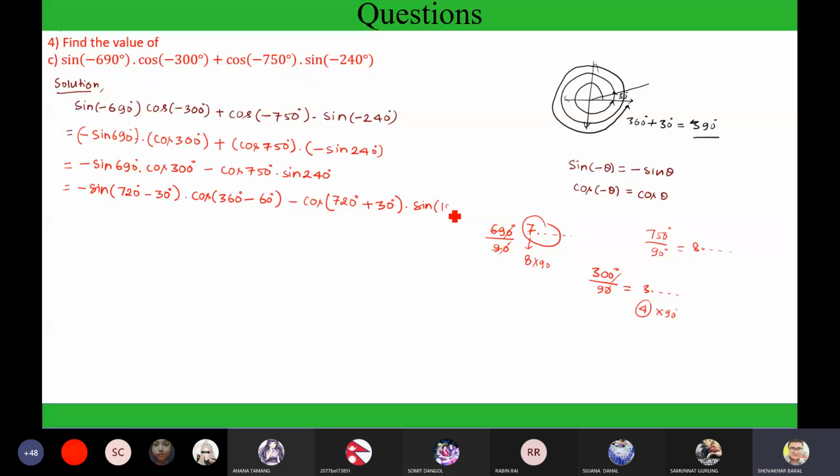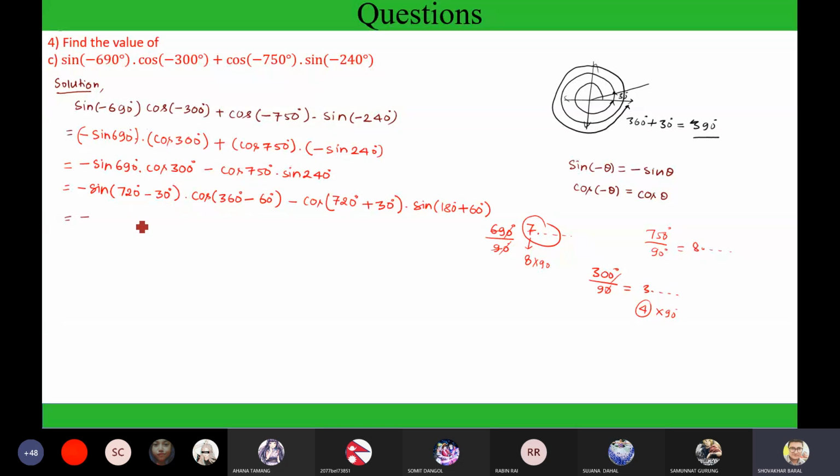Now let me write it directly. 180 plus 60 degree. 180 plus 60 degree. Now let me simplify it further. It will be minus. This sign is already there. So something that comes either minus or plus from here will affect this result here. So don't forget to put this minus sign.